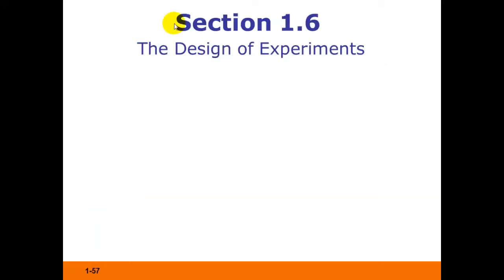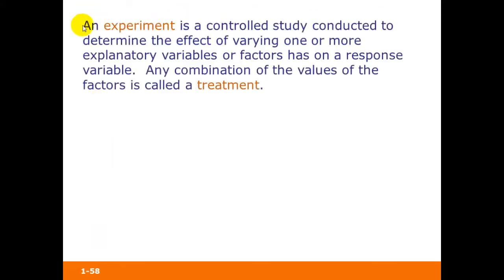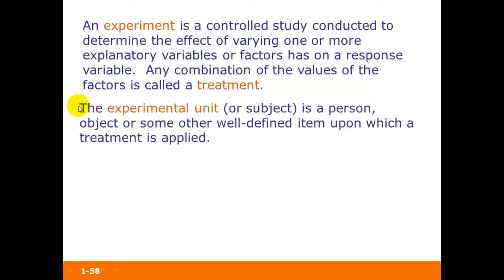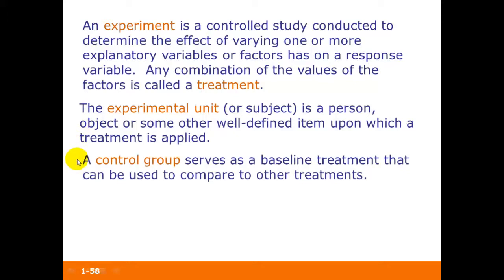The last section in this chapter is about the design of experiments. So an experiment, again, is a controlled study conducted to determine the effect of varying one or more explanatory variables or factors, what effect that has on a response variable. Any combination of the values of the factors is called a treatment. The experimental unit or subject is a person, an object, or some other well-defined item upon which a treatment is applied, and a control group serves as a baseline treatment that can be used to compare to other treatments.